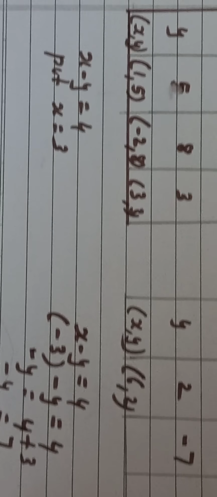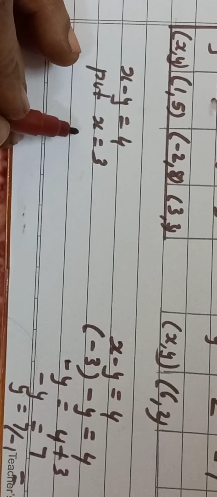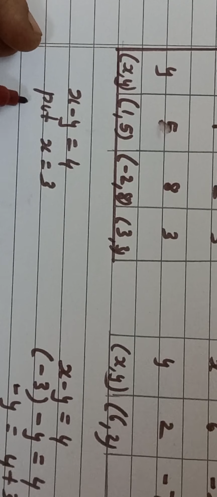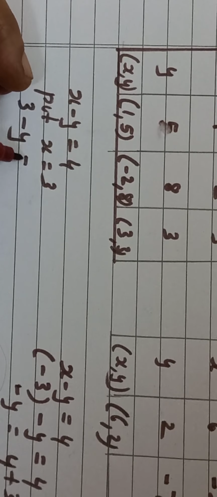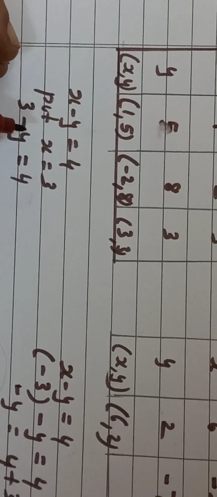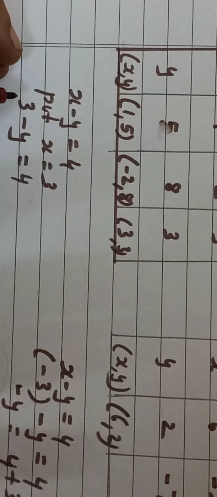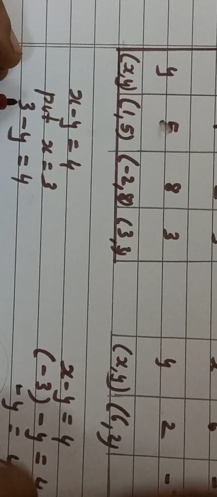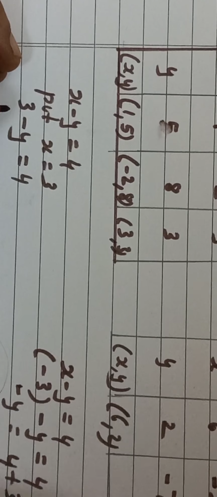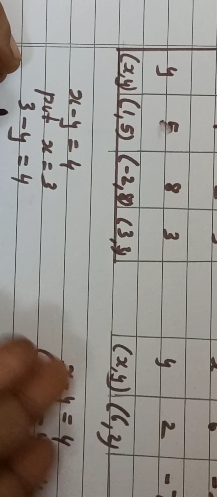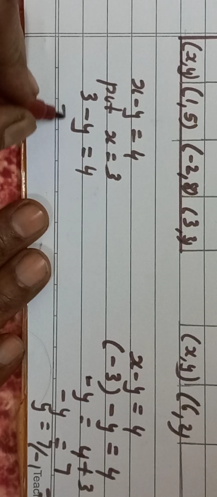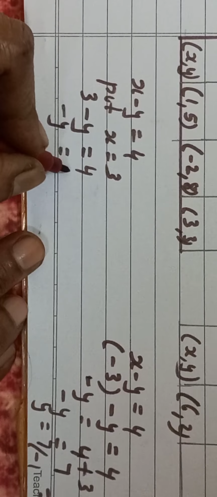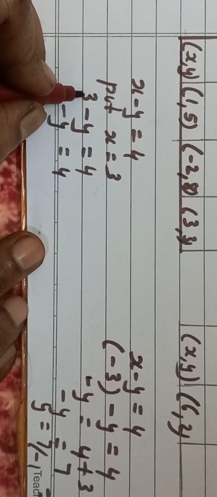Writing correct coordinates. So here x is equal to 3, then 3 minus y is equal to 4. If this calculation goes wrong, 4 marks you will not get. Here they will not even check the graph paper, because the x coordinate and y coordinate are wrong. So calculation is very, very important.